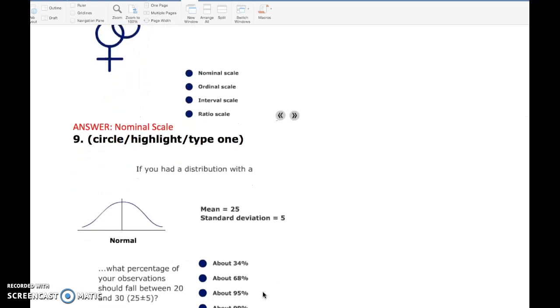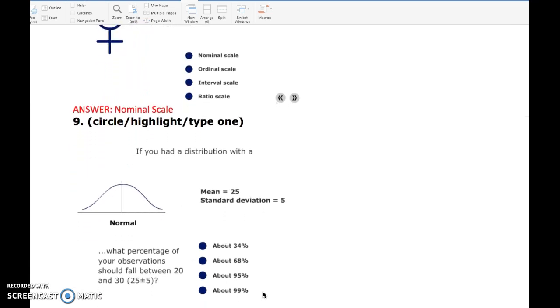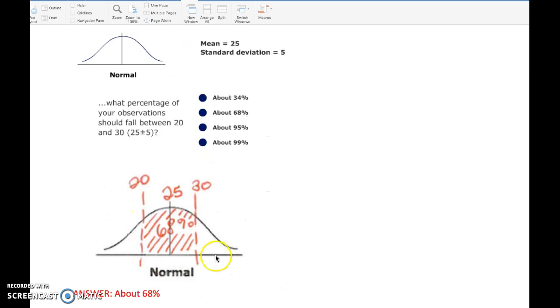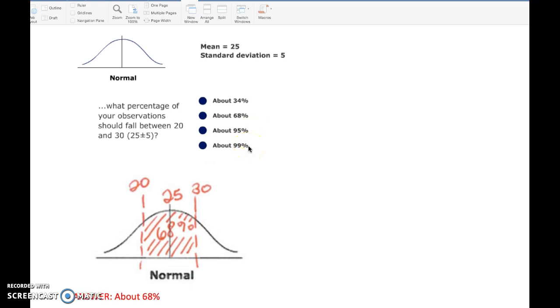Okay, if you had a distribution with a mean of 25, a standard deviation of 5, what percentage of your observations should fall between 20 and 30? Or basically, one standard deviation away from the mean. 25 plus or minus 5. You could also have drawn this. There's the mean, 25, 5 below, 5 above, will always give you, in a normal distribution, about 68% of the observations. If we went 2 standard deviations out, we'd get 95%. 3 standard deviations, 99%.